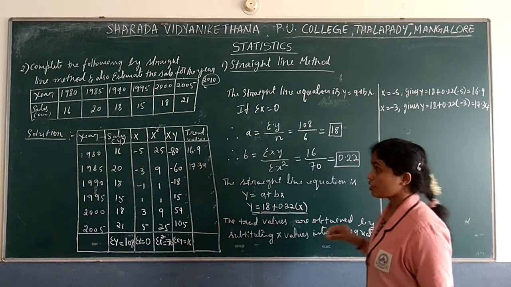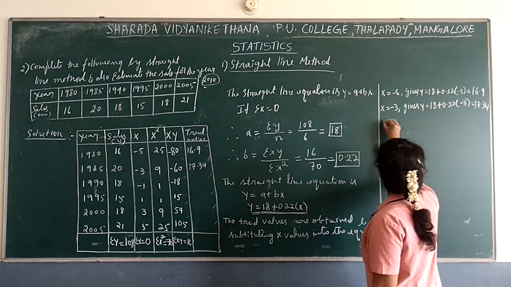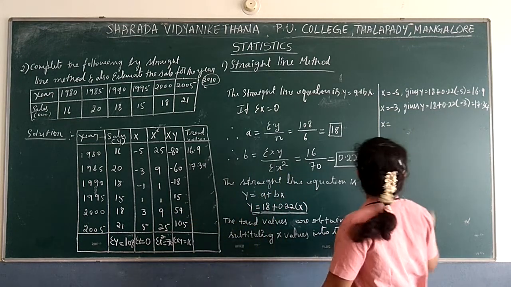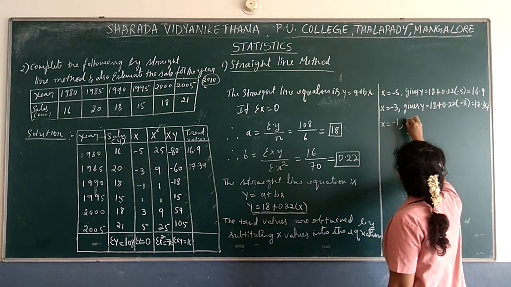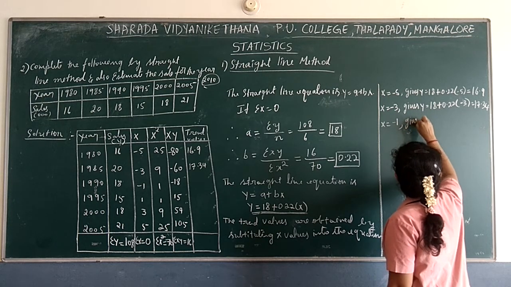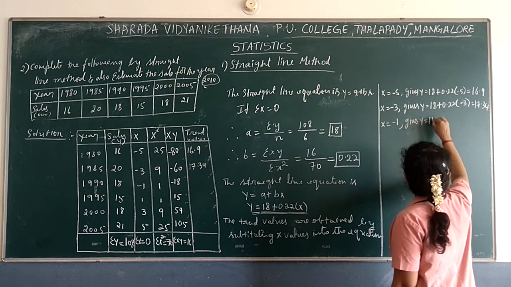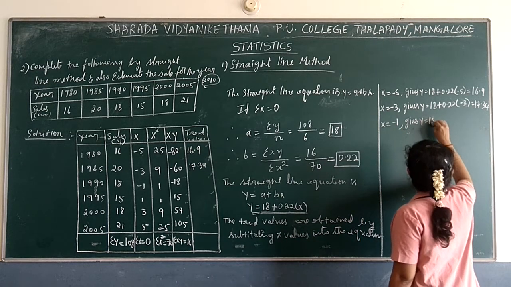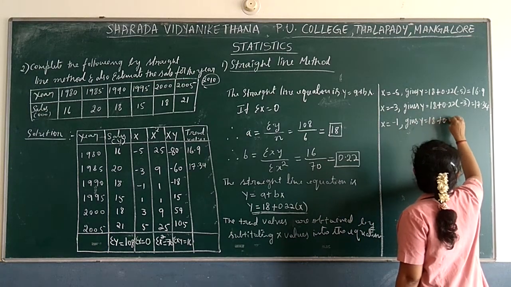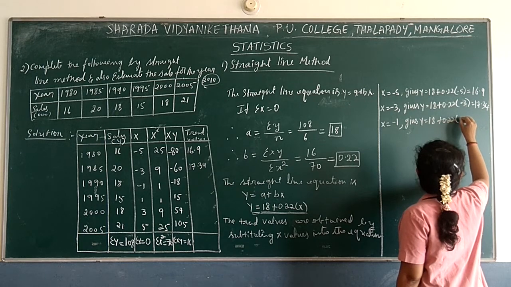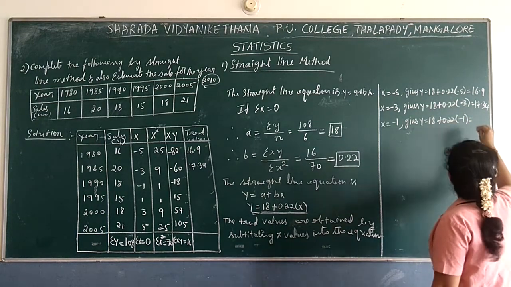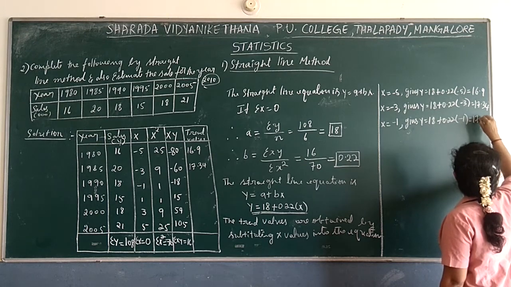Check the calculation there. Check the calculation. X is equal to minus 1. It gives y is equal to 18 plus 0.22 into minus 1. So we get there 17.78.